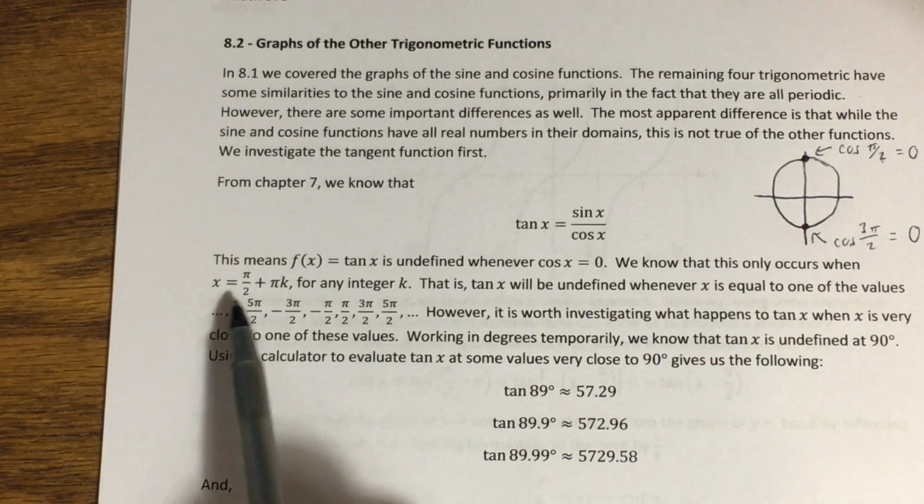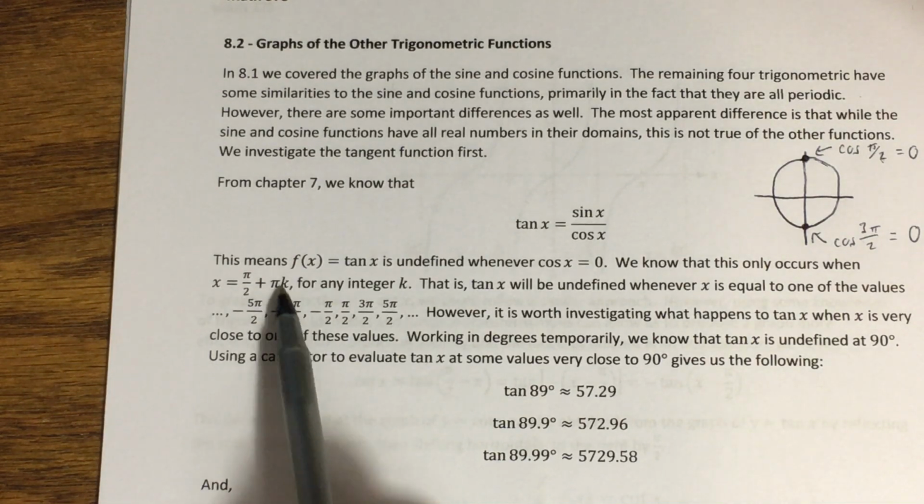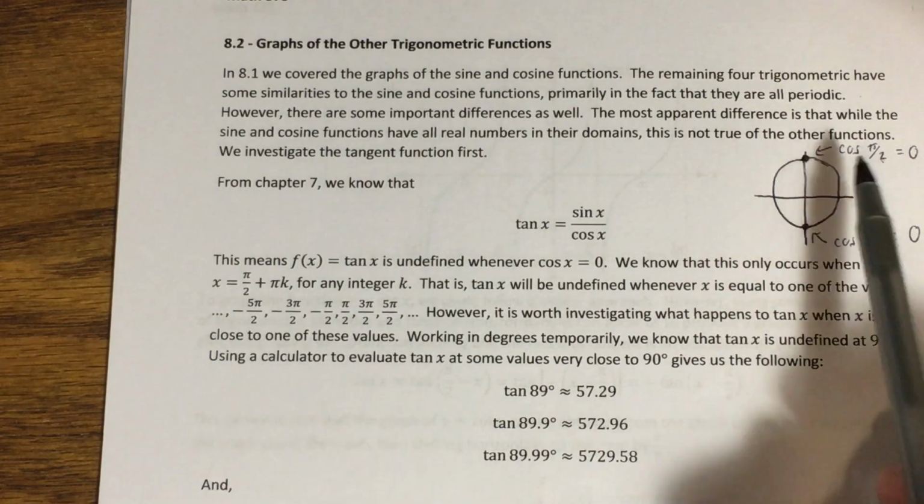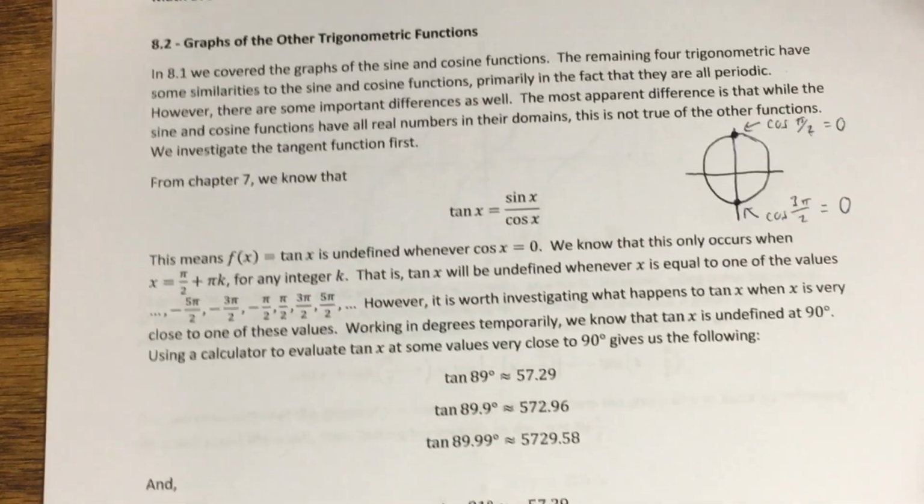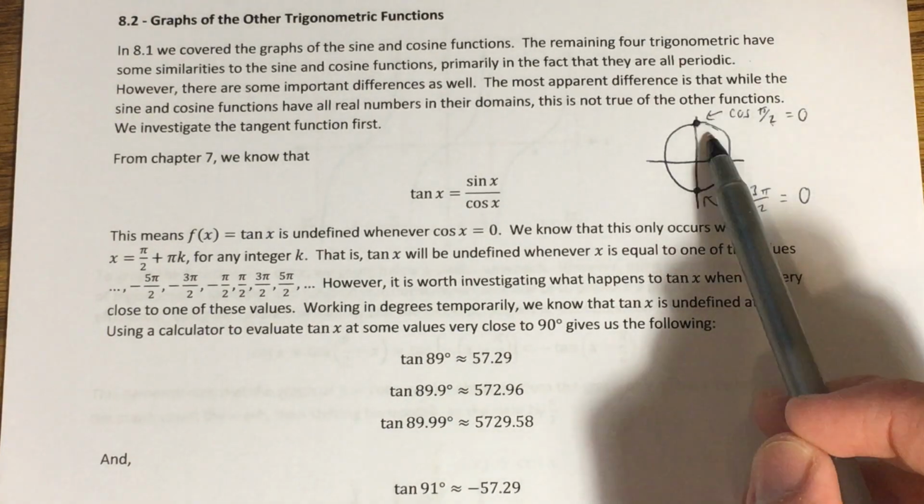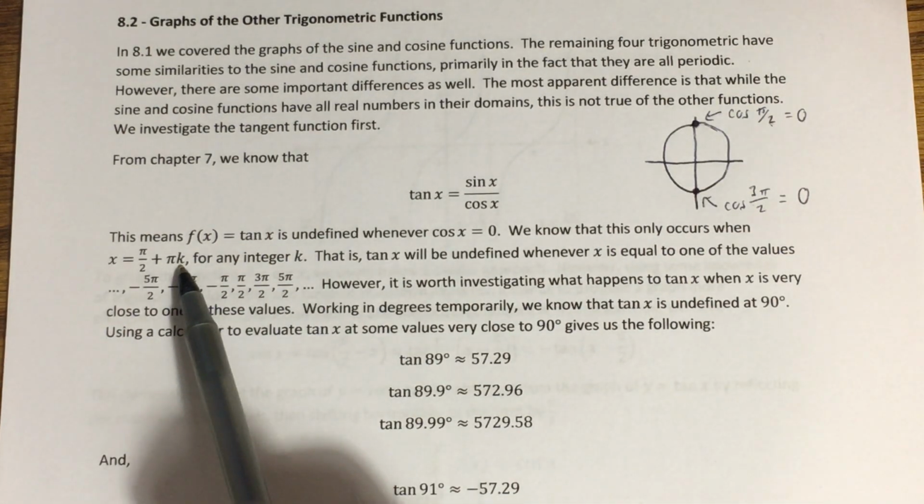Symbolically, we can write that this way: x equals pi over 2 plus pi k, where k is any integer. Now think about this for a second. Pi over 2 represents this angle up here, like a 90-degree angle from the positive x-axis. That's right here. What is this plus pi k talking about?